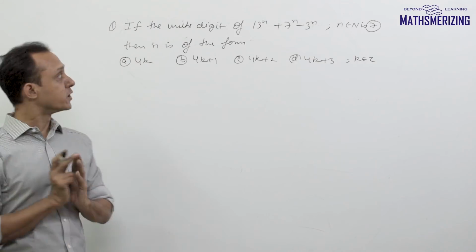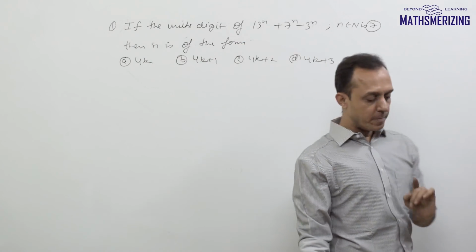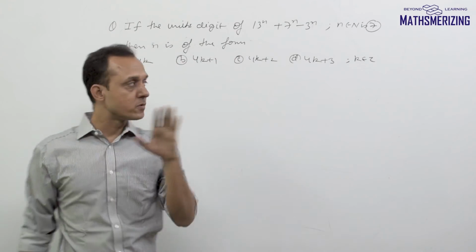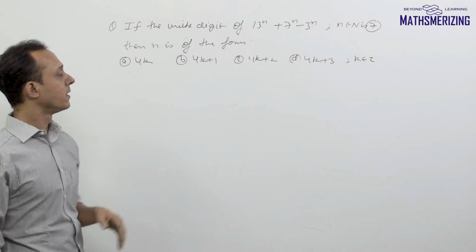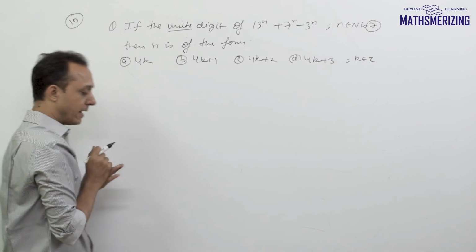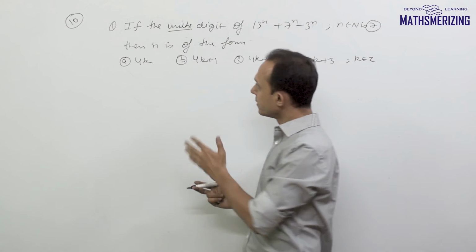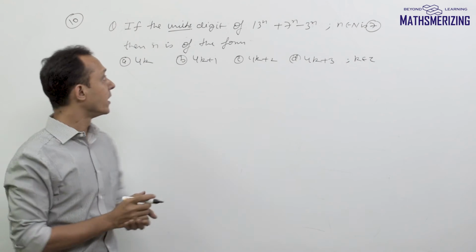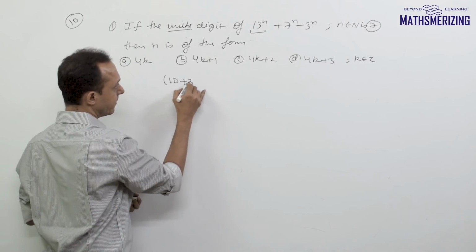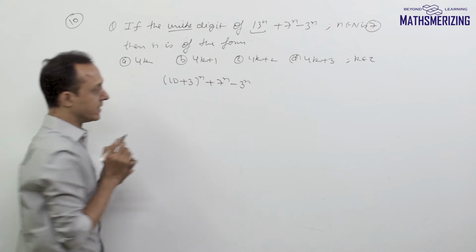So let us take up another question, which is, if the units digit of 13 to the power n plus 7 to the power n minus 3 to the power n, for n belongs to N, is 7, then n is of the form, so we have to find the correct option. Now I know that I can find units digit by dividing any number by 10. So if I divide any number by 10, whatever remainder that I'll get should give me its units place. So what I'll do is I'll express this 13 as 10 plus 3 to the power n plus 7 to the power n minus 3 to the power n.